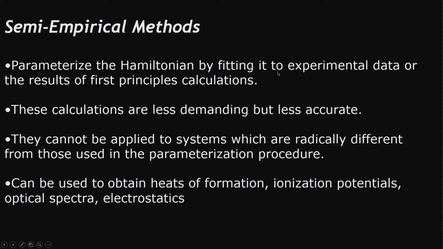So, semi empirical methods take care of many of these calculations using certain fitted equations and parameters. Some of the major methods in ab initio are GAMESS and Gaussian. Semi empirical methods parameterize the Hamiltonian by fitting it to experimental data or results from ab initio. So, these calculations in semi empirical are much less demanding, unlike ab initio. They cannot be applied to systems which are radically different from those used in the parameterization. It can be used for heat of formation, looking at ionization potential, optical spectra, electrostatics. So, we can simulate some of the spectroscopic behavior of molecules and so on.